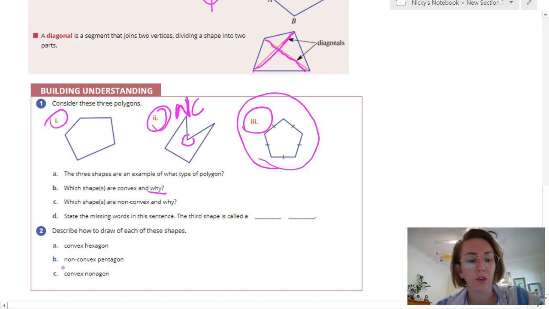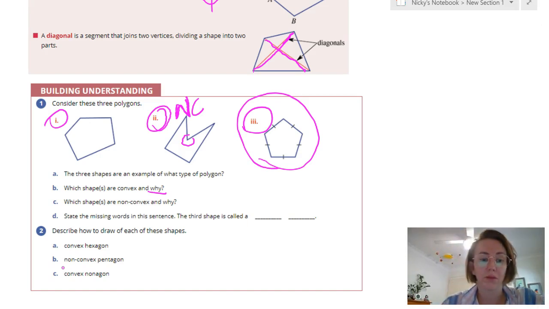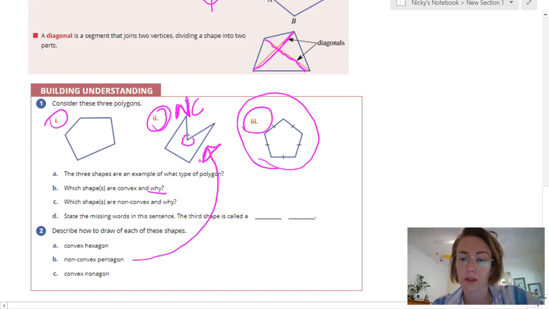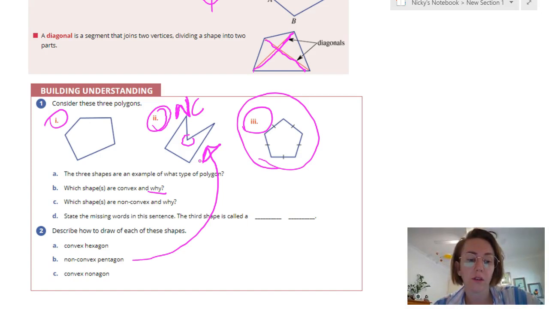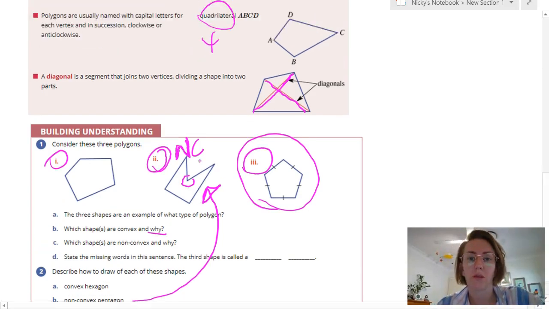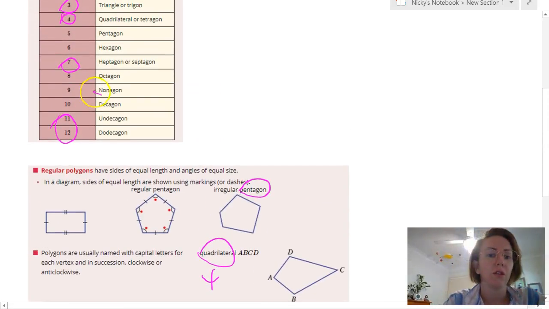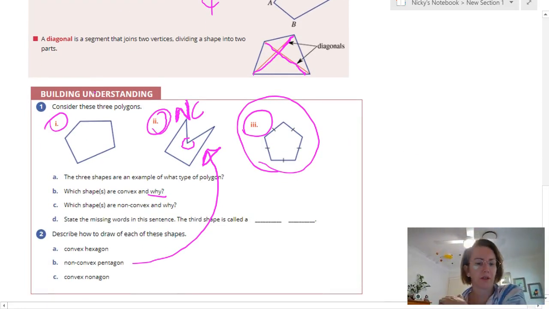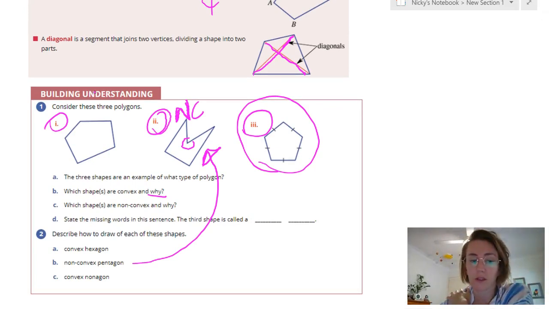B, non-convex pentagon. That would be pretty much what we've got here: a 5-sided shape with at least one angle greater than 180 degrees. And lastly, a convex nonagon. A nonagon is a 9-sided shape. So a convex nonagon is a 9-sided shape with all internal angles smaller than 180 degrees.